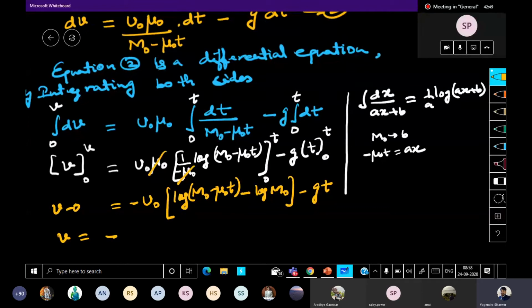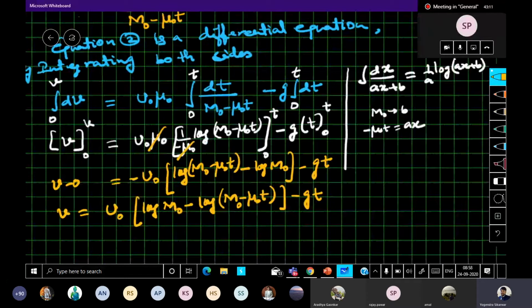If we now further simplify this, we get v is equal to minus, let me take this minus inside. So v is equal to u naught log of m naught minus log of m naught minus mu naught t, you can call this m naught, minus gt.